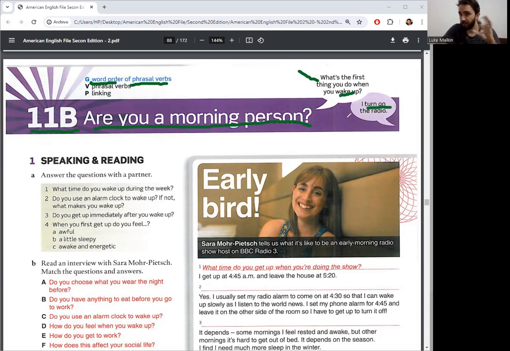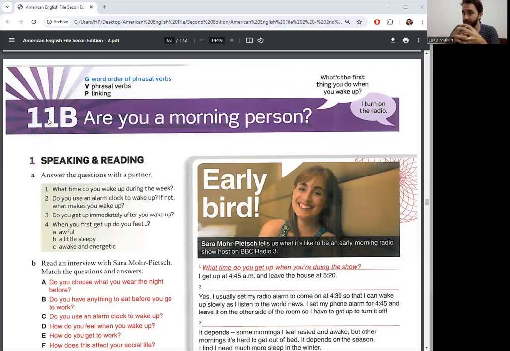Let's understand phrasal verbs and their use in English. A phrasal verb, example, wake up, turn on. How many words? Two, wake up, turn on, but one meaning. Wake up, one meaning. Turn on, one meaning. Two words for one meaning. The first word is a verb. The second word is a preposition.